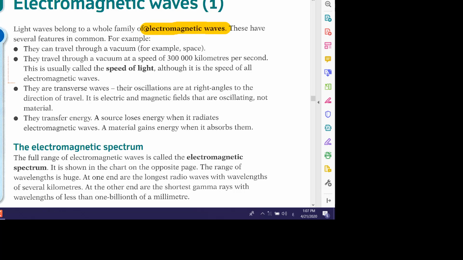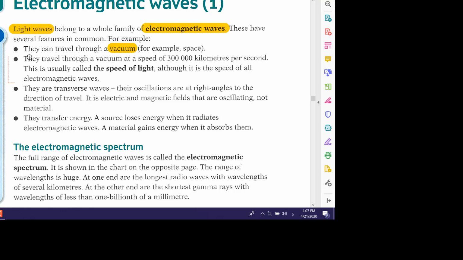What does that mean? The electromagnetic waves consist of many types of waves. One of these examples is light wave, or light waves. The family of electromagnetic waves, okay, they have some features in common. These features are, firstly, they can travel through vacuum.